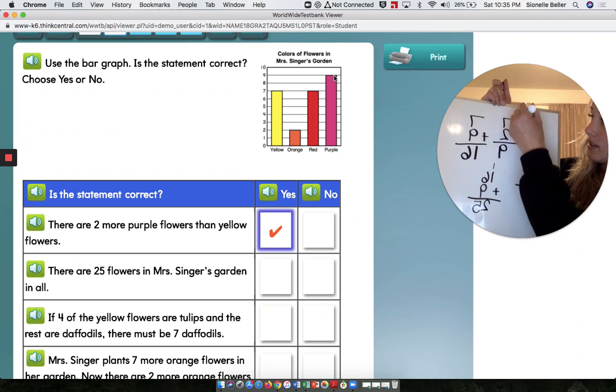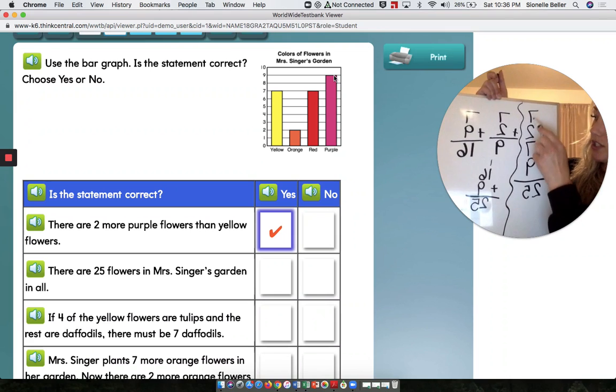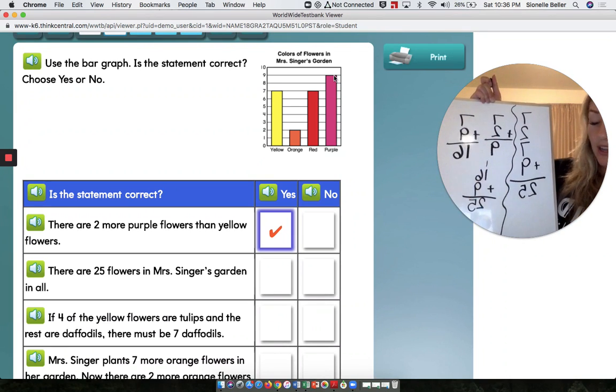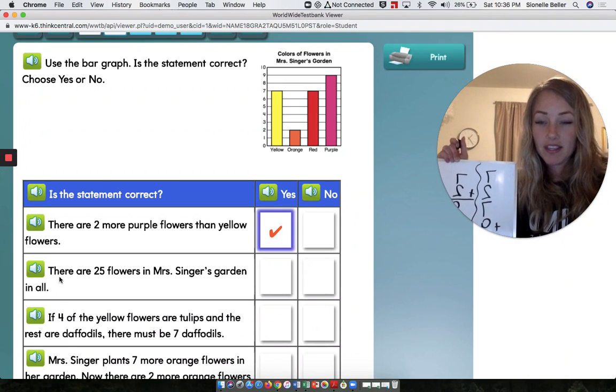Okay, so these are both different ways that you could add those 4 numbers. You could just add them all 4 together, or you could add 2 of them, and then add their answers. Either way will get you the right answer, which is 25. And this says there are 25 flowers, so that is true. We're going to click yes.